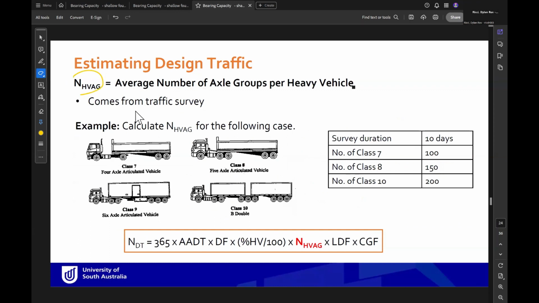And now in HVAG, the average number of axle groups per heavy vehicle. This also comes from a traffic survey. So we need to calculate, for this example, the average number of axle groups per heavy vehicle for these four trucks. We have class 7 truck, class 8 truck, class 9 truck, and class 10 truck. And this is given from survey data.